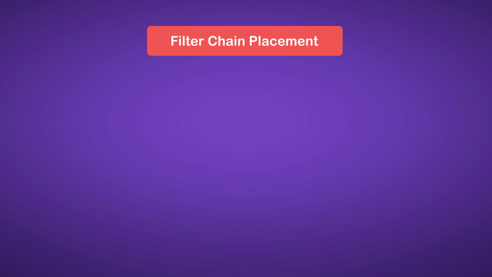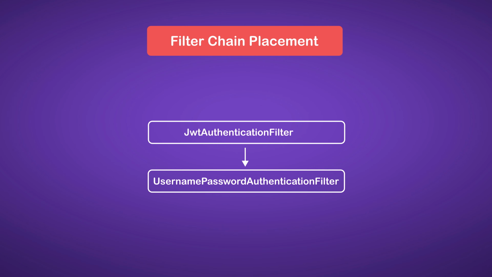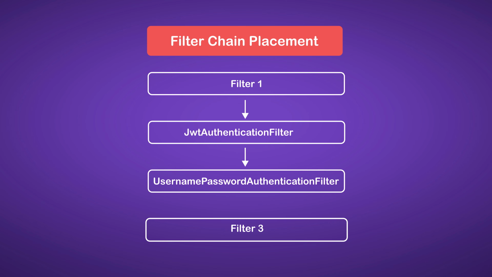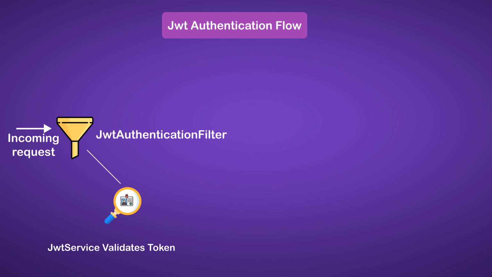Here is our plan. We are going to introduce a custom filter named JWT Authentication Filter. We will instruct Spring Boot to place this filter before the username password authentication filter in the chain. This ensures our JWT validation happens early in the process. This JWT authentication filter will intercept every request and check if it contains a valid JWT token.